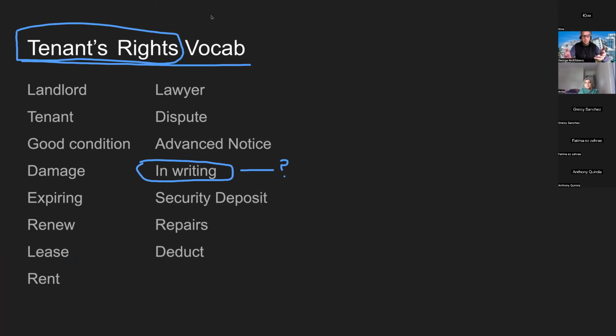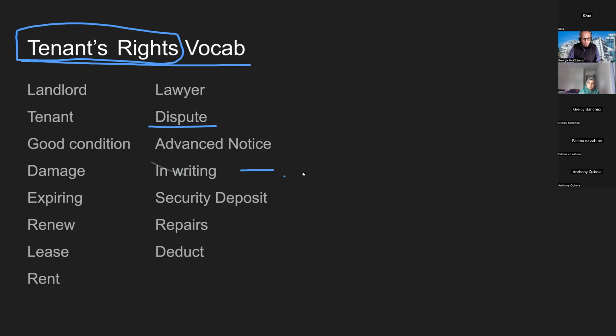Here is where I will stay. Every month I'll pay you this much money, and you agree and you shake hands. That's not in writing. So when you have a dispute, there's no piece of paper to look at. It's, hey, you said I could stay until March. No, I didn't. That's where, if there is a dispute, it's very helpful to have something in writing.